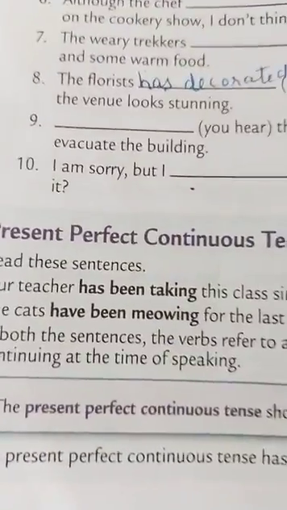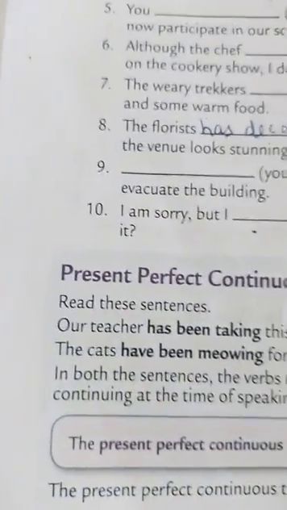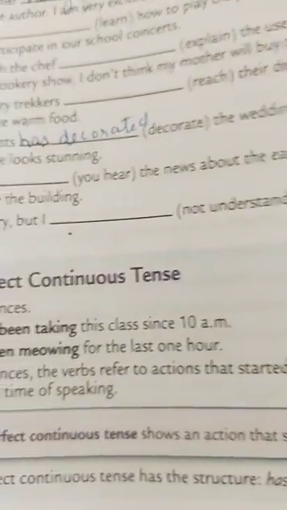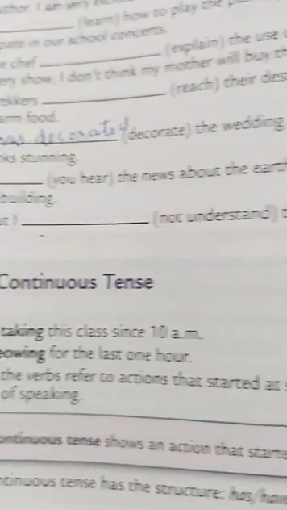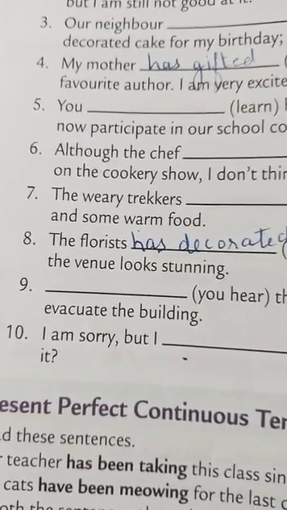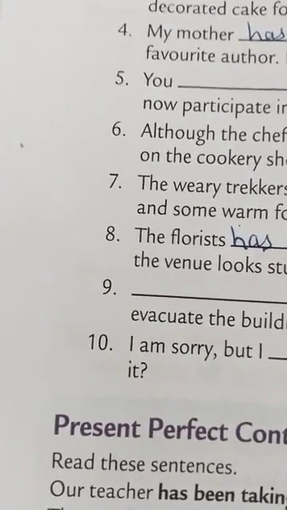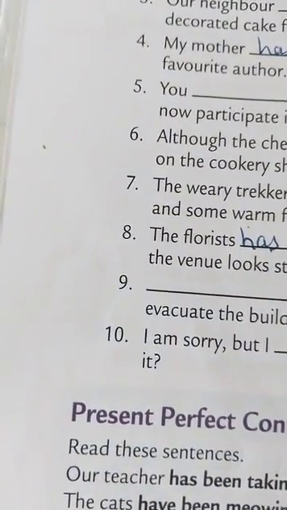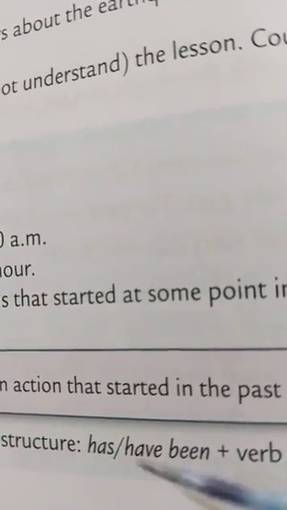Now next is present perfect continuous tense. Now children, present perfect continuous tense shows that the action started in the past and is still continuing. For example, our teacher has been taking this class since 10 a.m. It means the action of teaching started in the past and is still going on. The present perfect continuous tense has the structure, children, has or have been plus verb plus ing.